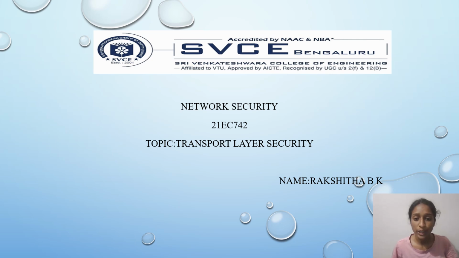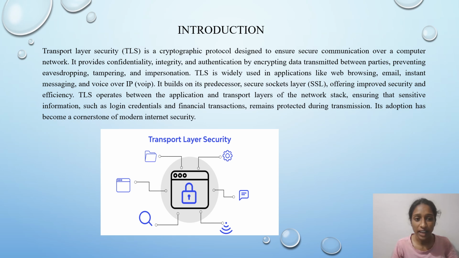Today I am going to explain transport layer security. Now let's see the introduction. Transport layer security is a cryptographic protocol designed to ensure secure communication over a computer network. It provides confidentiality, integrity, and authentication by encrypting data transmitted between the parties, preventing eavesdropping, tampering, and impersonation.